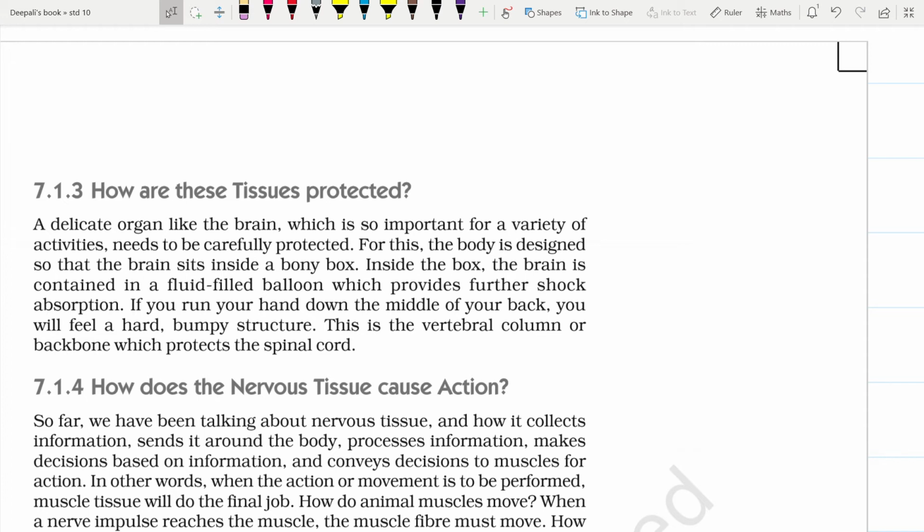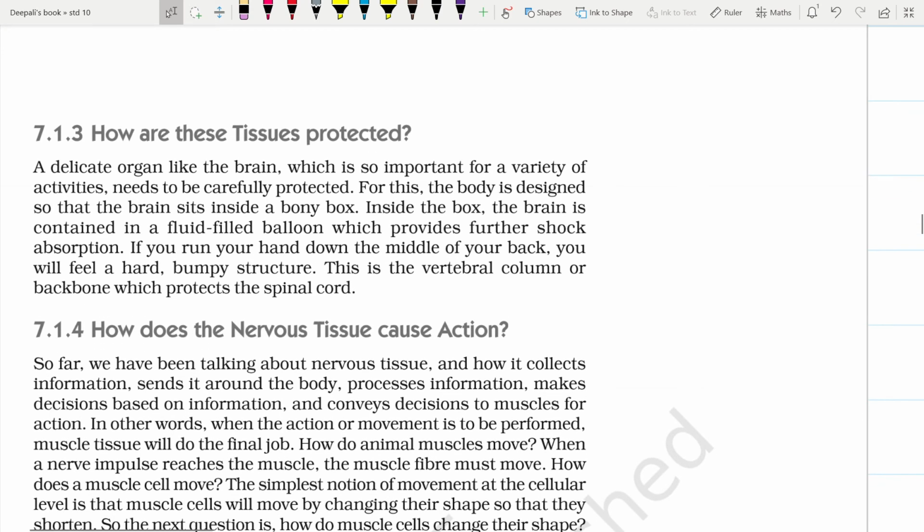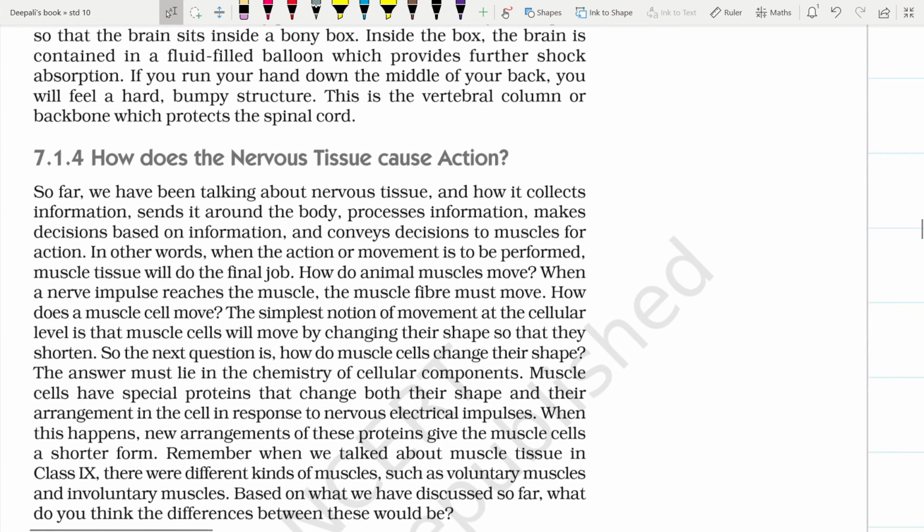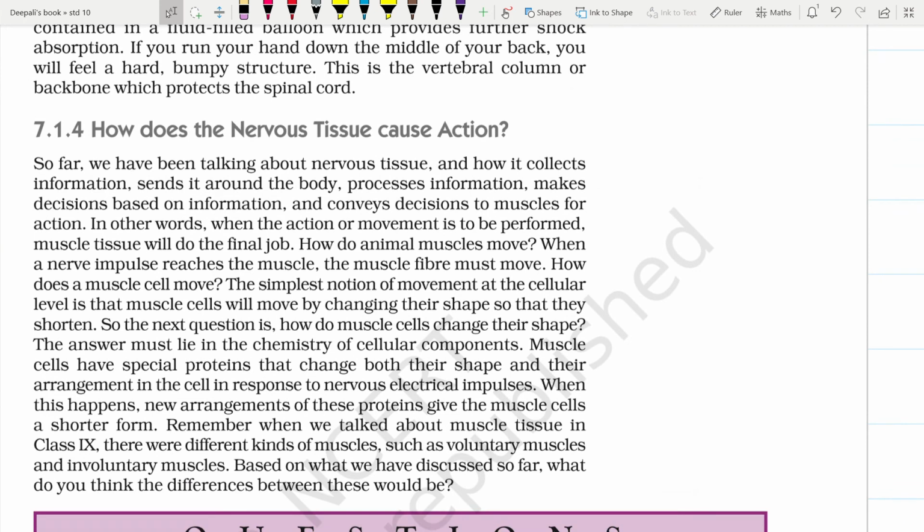If you run your hand down the middle of your back, you will feel a hard, bumpy structure which is called the vertebral column, and the spinal cord is protected in this vertebral column. Now, how does the nerve tissue cause action?